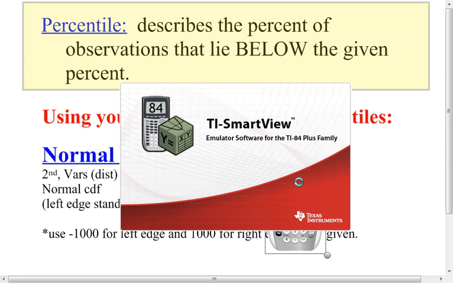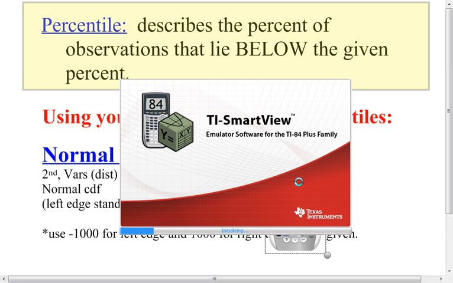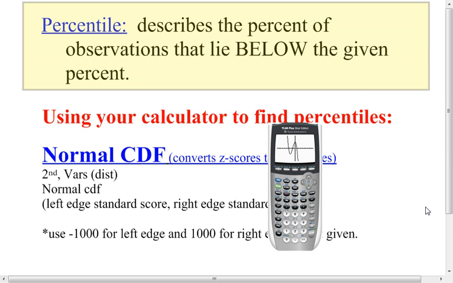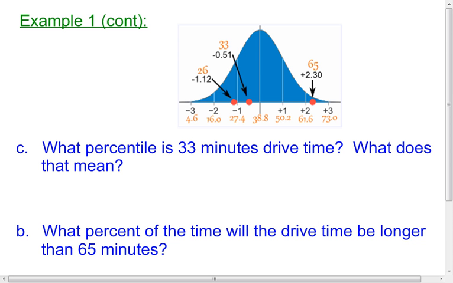Okay, so percentile scores we're going to use our calculators for. There is a table for finding percentile scores, but I am not going to have you use the table. I'm going to have you use your calculator because it's much more accurate. So on to this. Same situation. We're still talking about drive times, and I want to know what percentile is 33 minutes drive time. What percentile does that fall at?